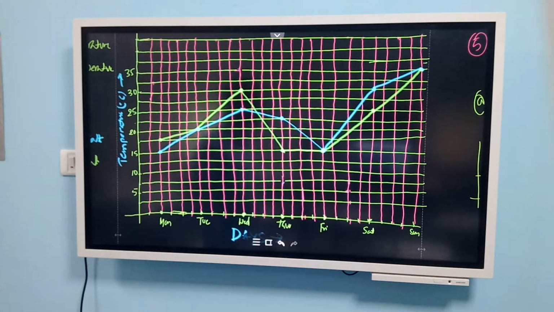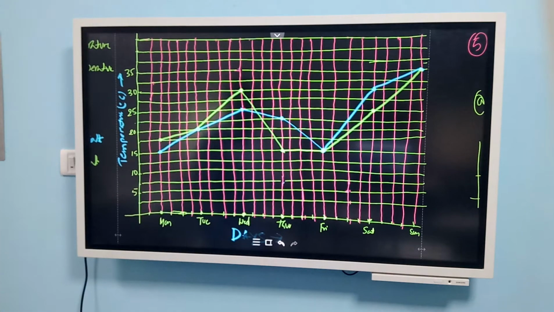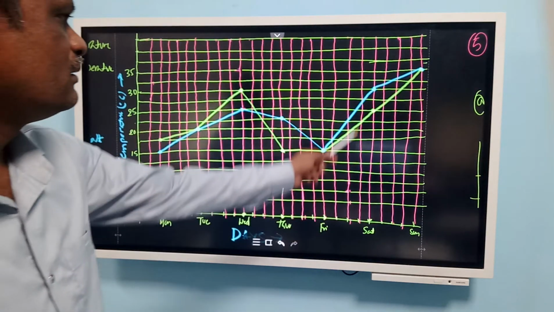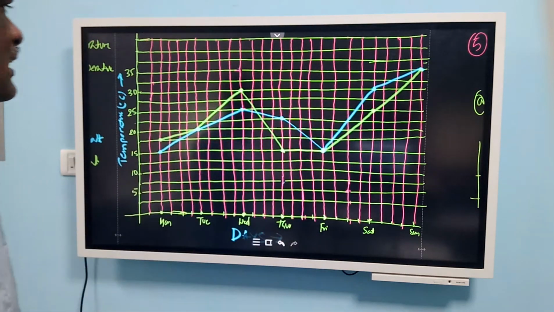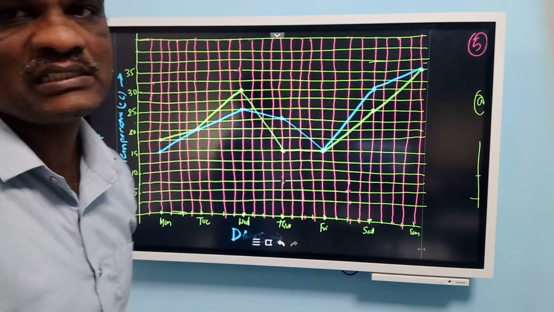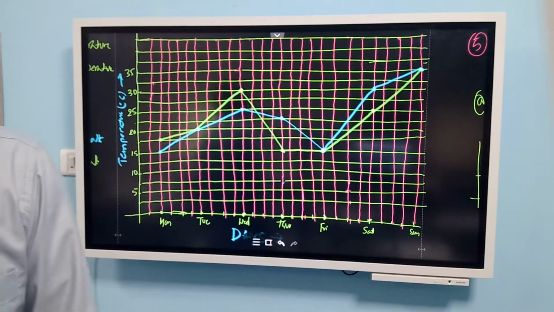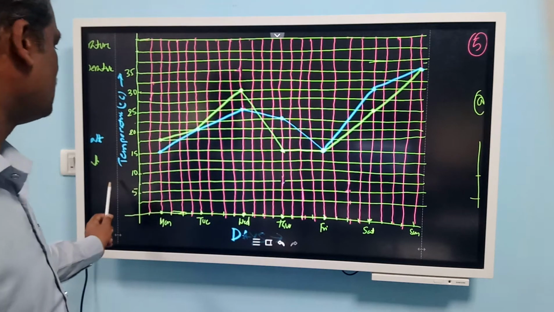And then on Friday you can see both coinciding. Actual temperature and the forecast temperature both are coinciding. It is 15 degrees only. Then on Saturday you can see that actual temperature is 25 degrees Celsius but the forecast temperature is 30 degrees Celsius. And the last, Sunday, you can see both coinciding at 35 degrees Celsius. Actual and forecast temperature both are coinciding. Now, looking at this graph, you answer these questions.